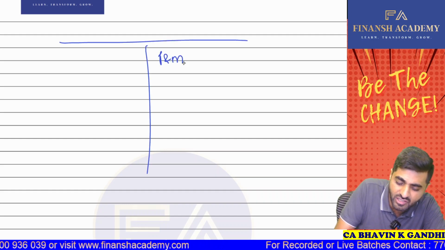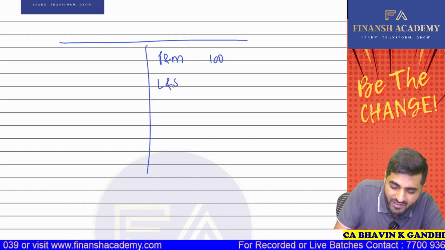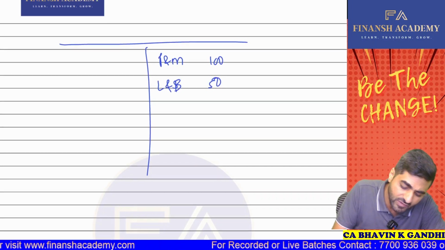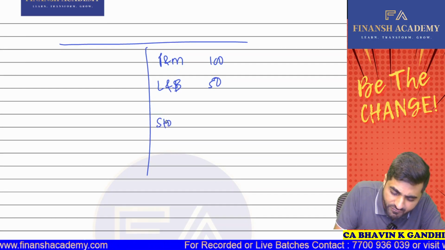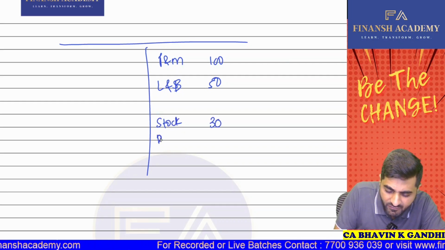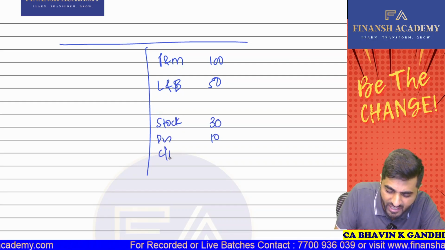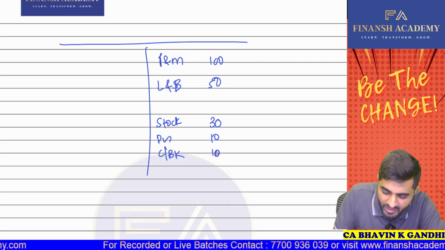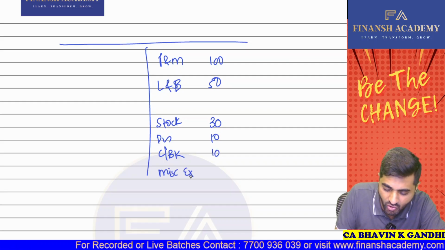Suppose we have plant and machinery of, let's say, 100 crores. We have land and building of 50 crores. Then let's say we have stock, for example 30 crores, we have debtors, which is 10 crores, and then we have cash and bank, which is also 10 crores, and then we have miscellaneous expenditure not written off.